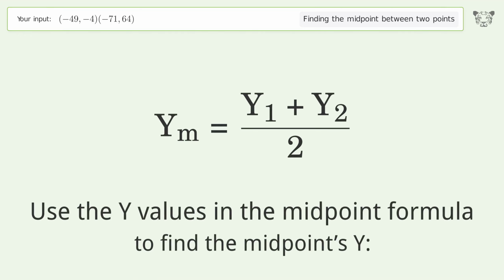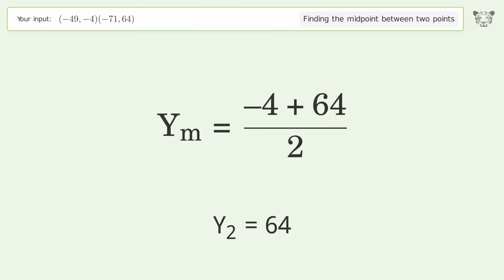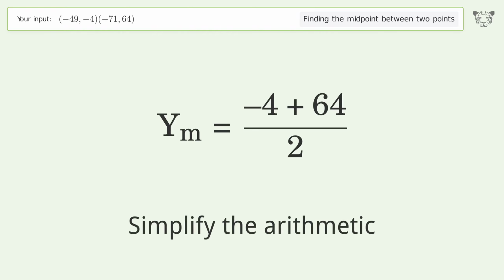Use the y values in the midpoint formula to find the midpoint's y. y1 equals negative 4. y2 equals 64. Simplify the arithmetic.